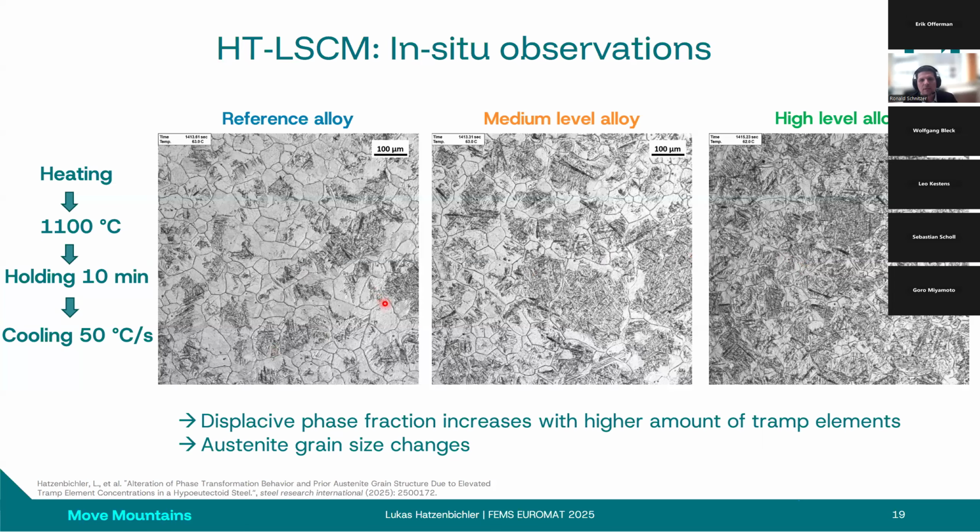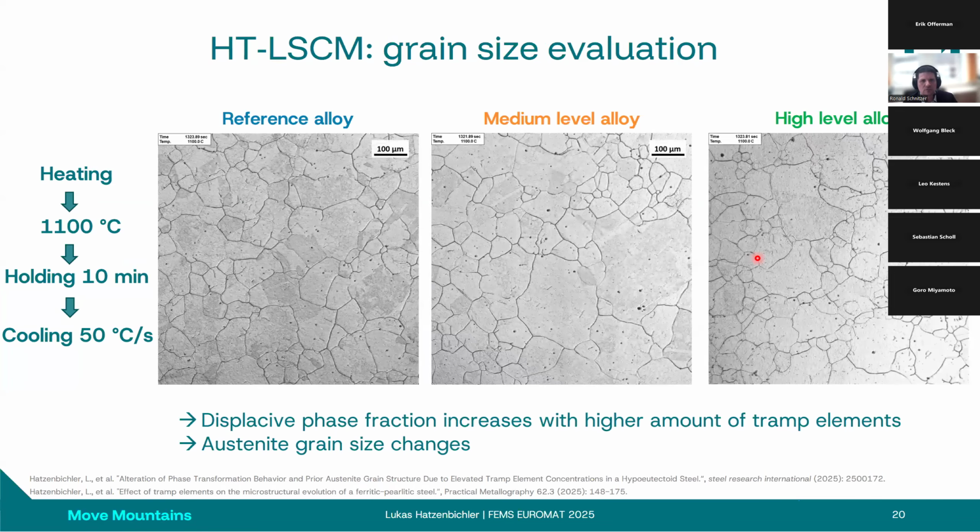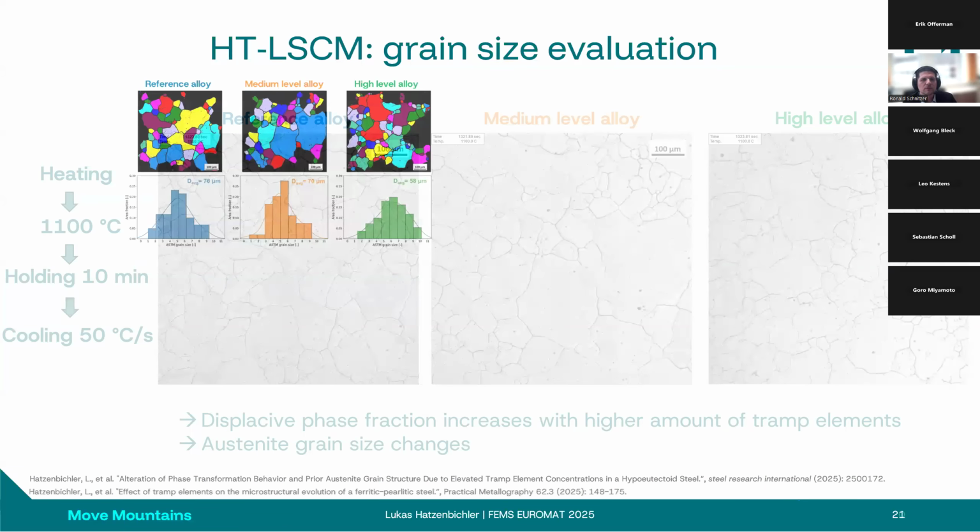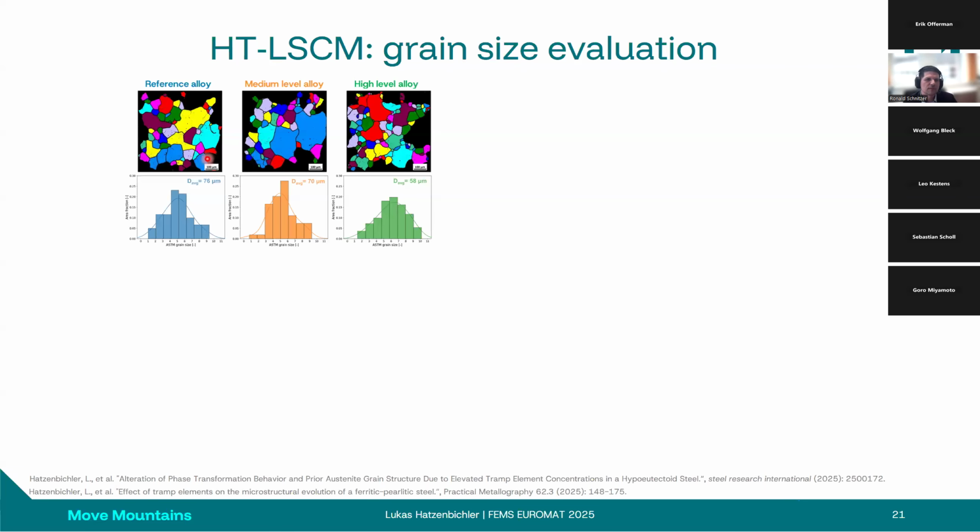And maybe it was not easy to see, but the austenite grain size changes for these three alloys. And to evaluate that, of course, one can take images at the temperature of 1100 degrees C, and you can then do a grain size evaluation when you see these three images, and that was done here. Python scripts have been used. You can see colored images where the grain size was evaluated, and you can see the distribution of the grains here.